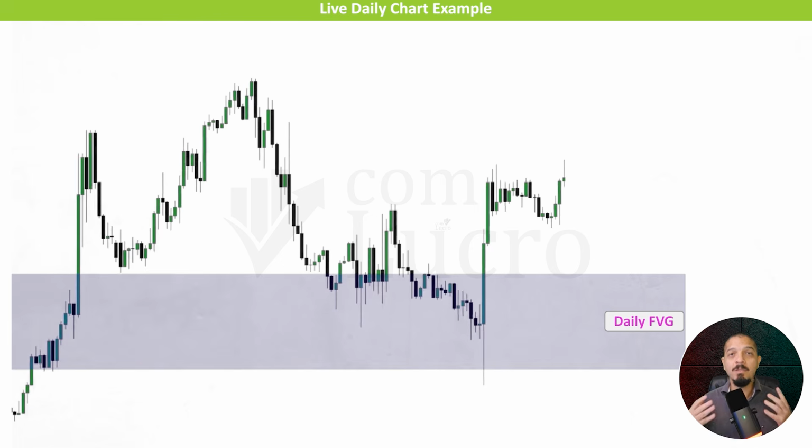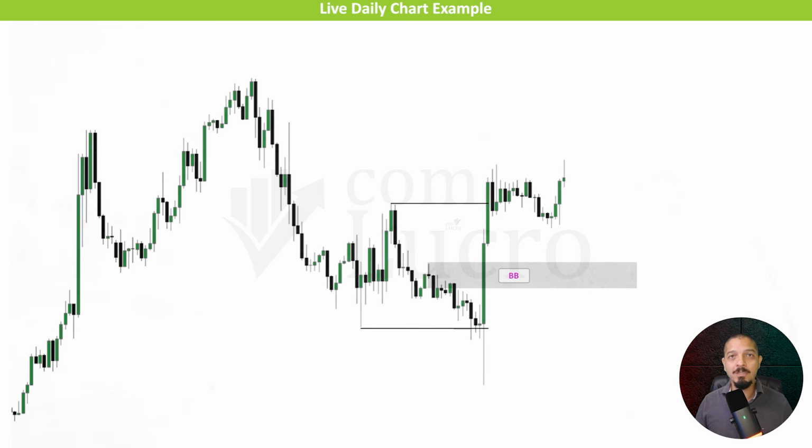Now, as we move down to the 1 hour chart, almost immediately we can spot a clear liquidity sweep followed by an impulsive move to the upside. This move breaks multiple structures and leaves behind a series of fair value gaps. At the same time, when price breaks structure, it also creates a breaker block, which aligns perfectly with one of those fair value gaps. This gives us a very clear point of interest.